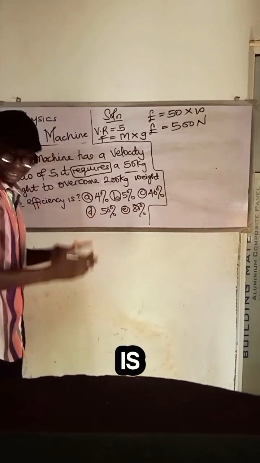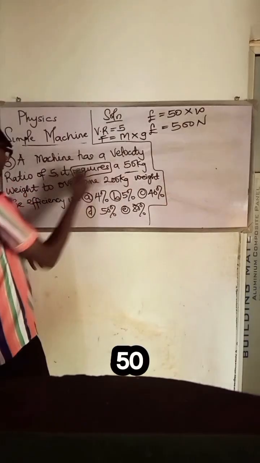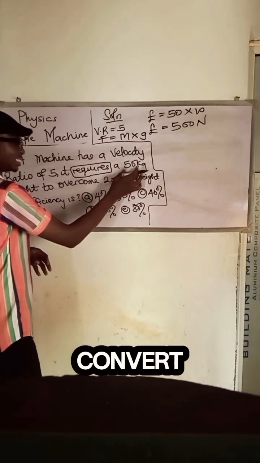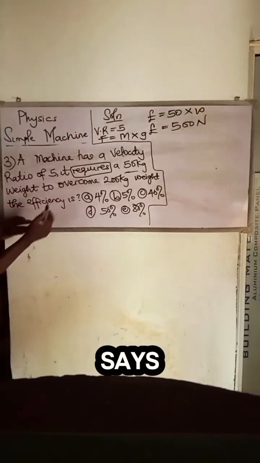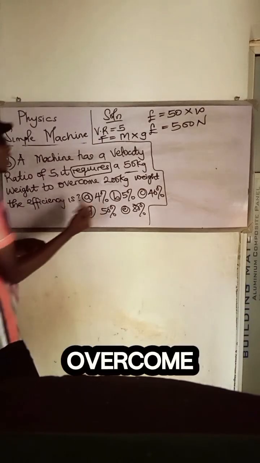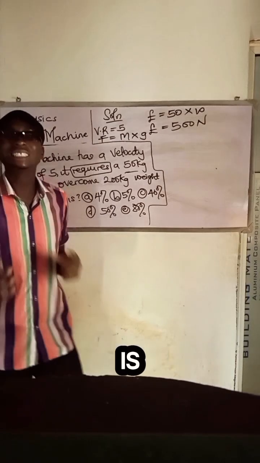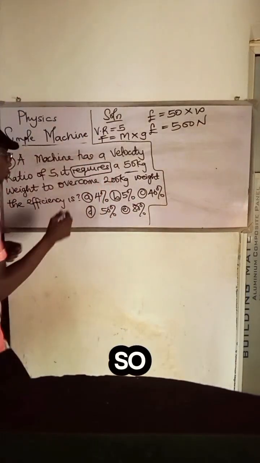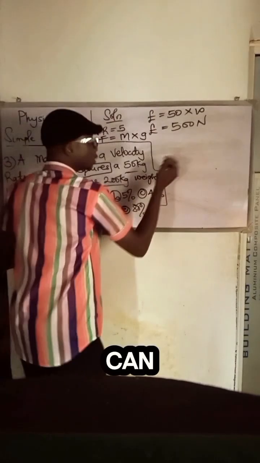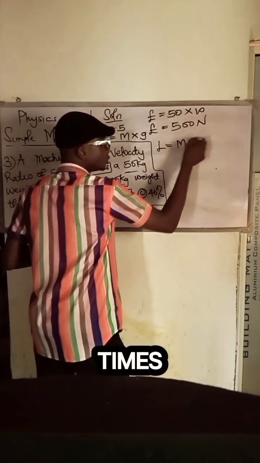We say effort is a force that is required. So here it says it requires a 50 kg weight. We have to convert it to effort by doing mass times gravity. Now it says a 50 kg weight to overcome 200 kg weight. When we talked about load, we say load is the object to be overcome. So which means this is the load. So we can also say load, which is L, is equal to mass times gravity.